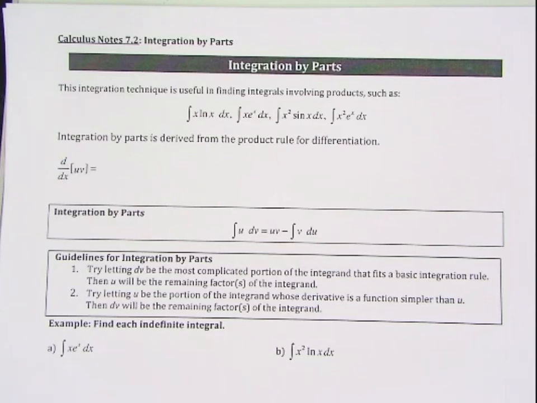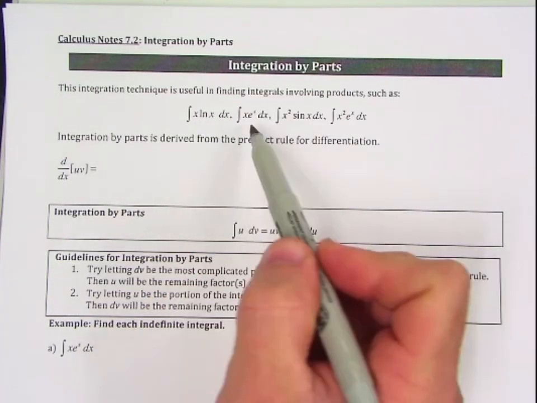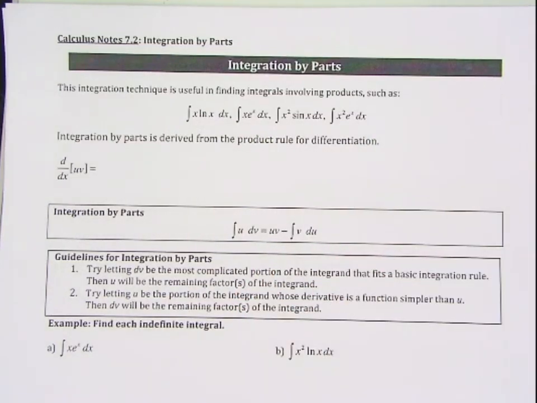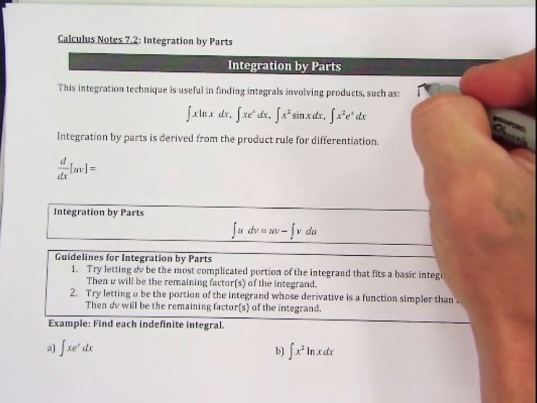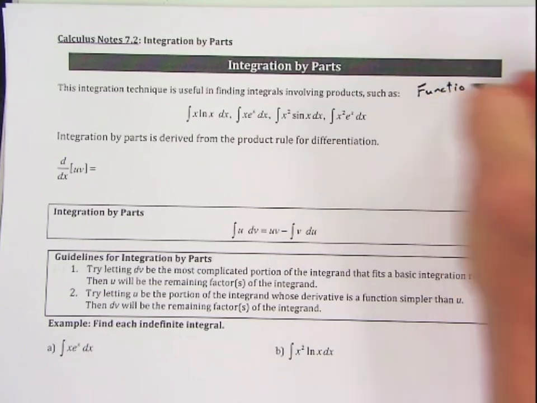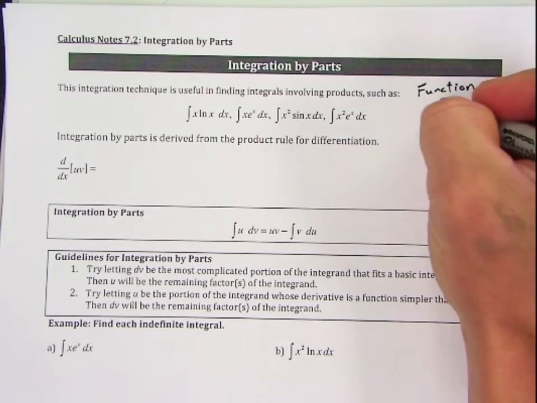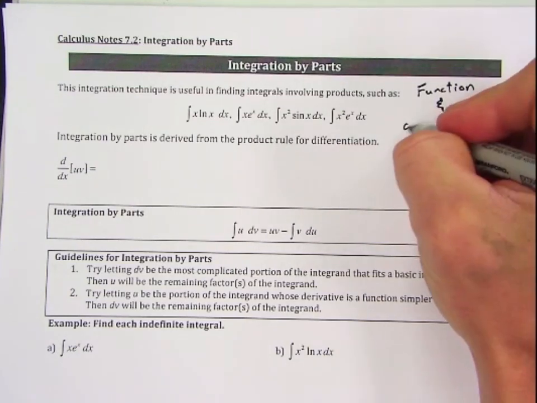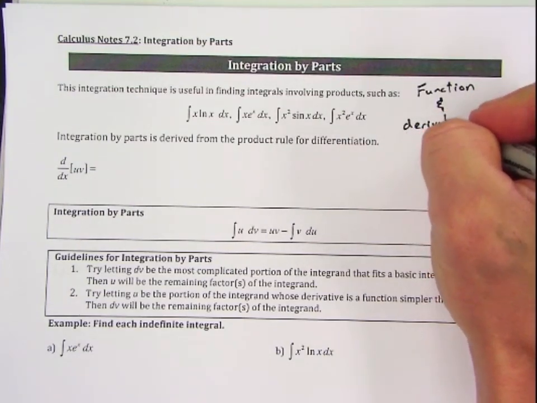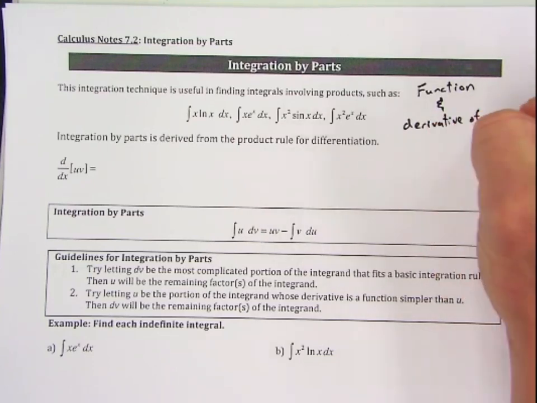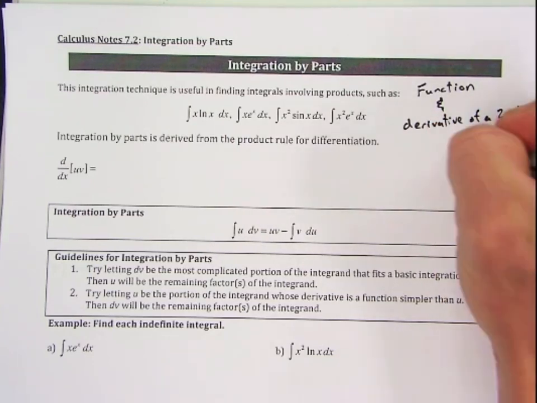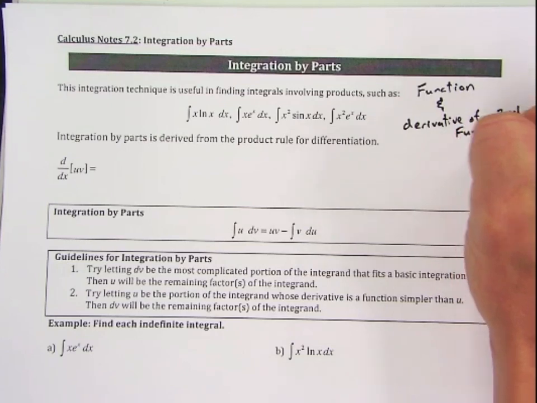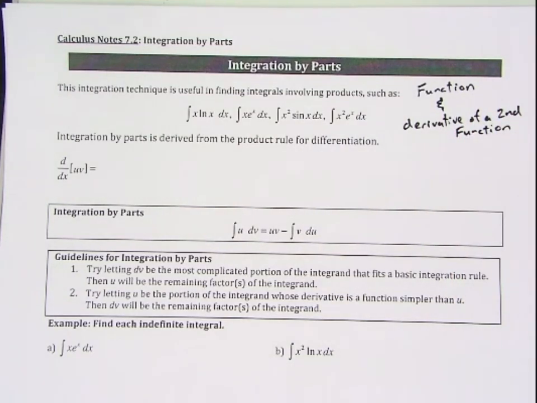So you can see here, we don't have any way to integrate this right now because there's no u du type of situation. So when we do this, we're going to have a function. Okay, so one function and the derivative of another function. So that's what we're looking for, a function and then the derivative of a second function.